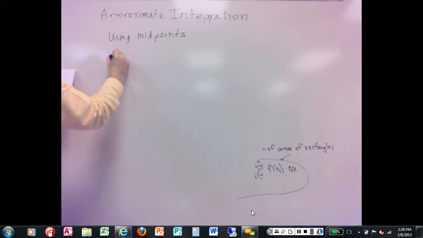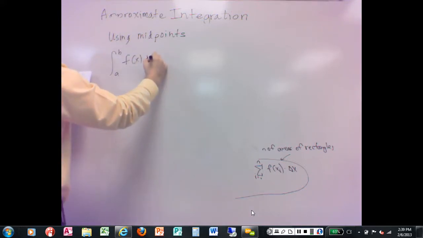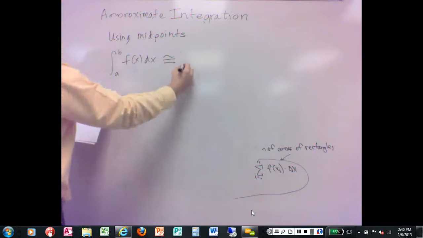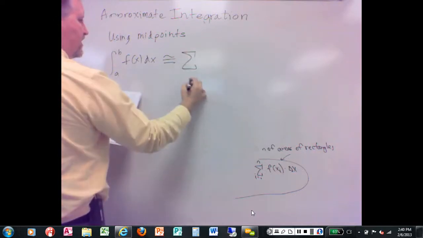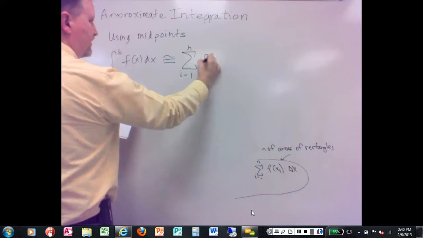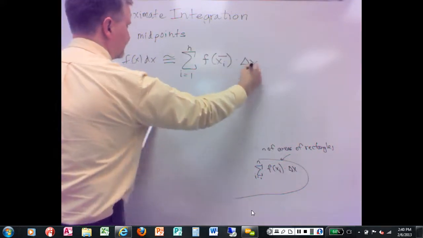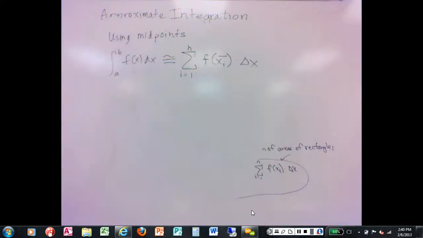Using the midpoints, we have the integral from a to b of f of x dx, which we said was approximately the sum of all the rectangles, i equals 1 to n, of f of x sub i bar times delta x. That was our midpoint rule. The x sub i bar is the midpoint, so just some notational remembering back in the day. Some of it's been a while, right?